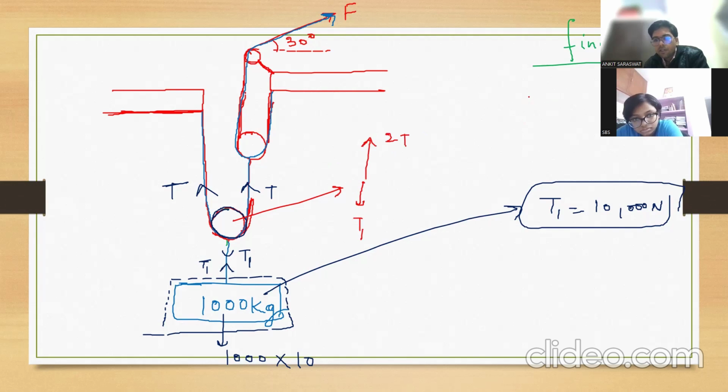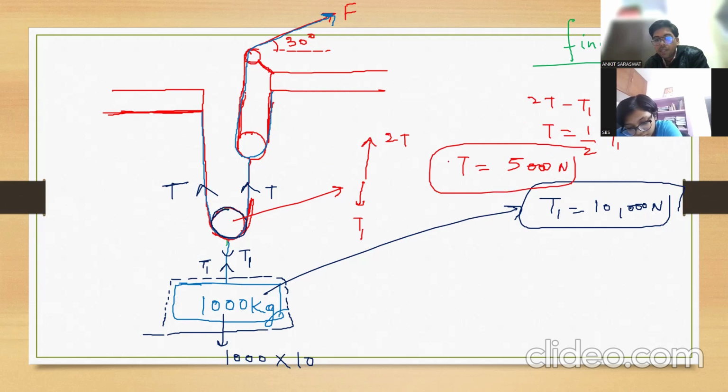Clear? Then you can say 2T minus T1, mass of pulley is negligible. So can you check? T will be what? Half of T1. Then it will be what? 5000 Newton. T1 value. Oh, sorry, T. Understood?